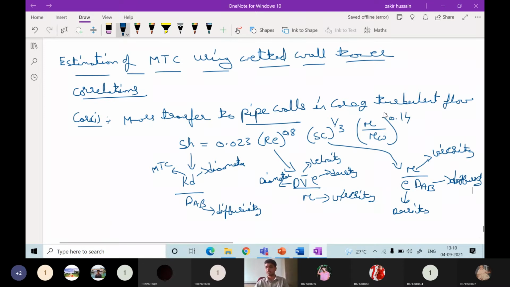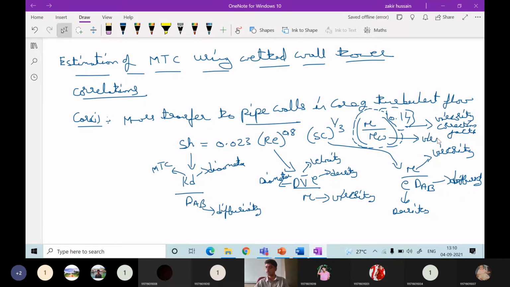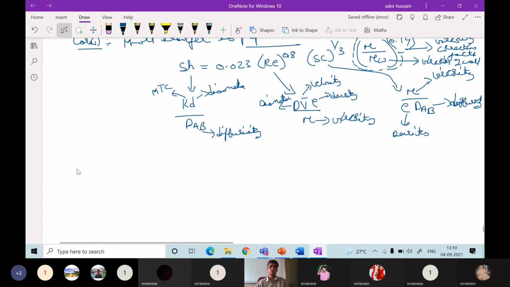Combinedly, this mu by mu w is called the viscosity correction factor. All this, including the power 0.14, is called the viscosity correction factor. So this is the normal viscosity of the fluid, and this is the viscosity of the wall. For mass transfer in pipe walls, that too in turbulent flow, this equation is applicable. Then next is case 2.